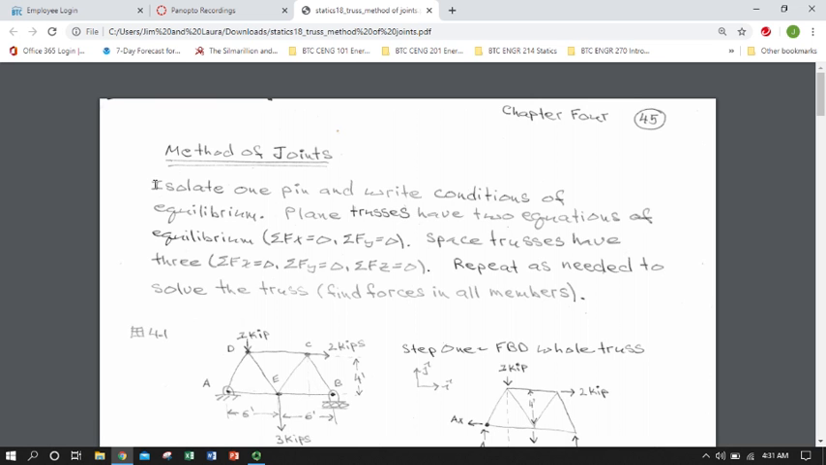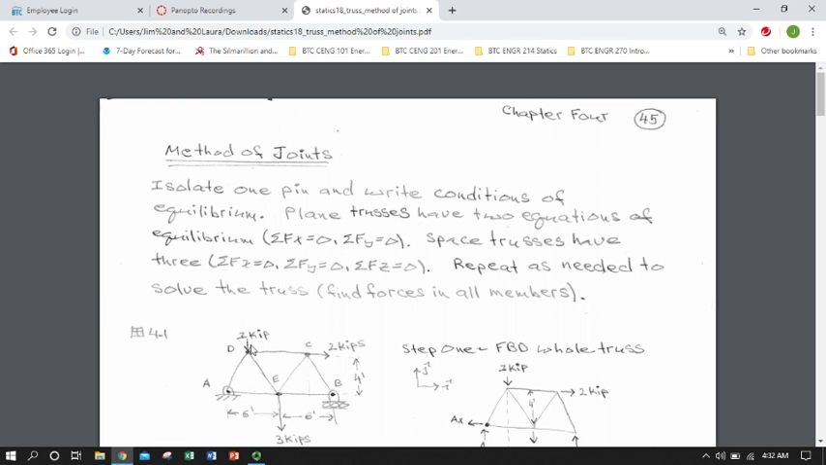Regardless, once you have that done, or prior to that, you will isolate one pin and write the equations of equilibrium, which in 2D will just be the sum of the forces in the X and the sum of the forces in the Y about that pin, because the pin cannot support moment. If you have a space truss, then you'll have three for each pin: sum of the forces in the X, the Y and the Z, just one more equation to solve. That will give you 1, 2, or 3 of the forces in the members that intersect at that pin.